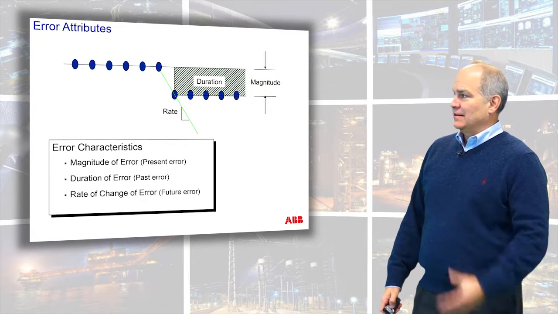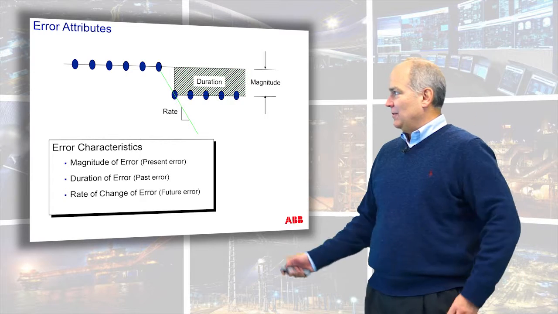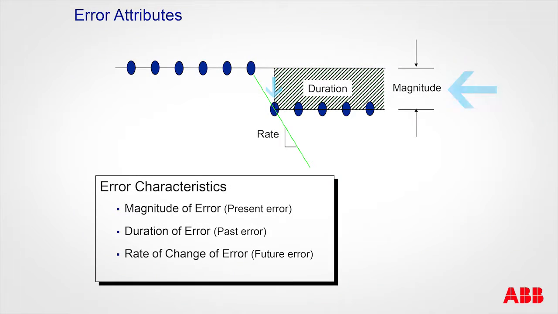There's really 3 things that fall into this. If you look at it, there was a magnitude of change. Something happened, and I had a magnitude, the difference. There's an error. So there's a magnitude of error.